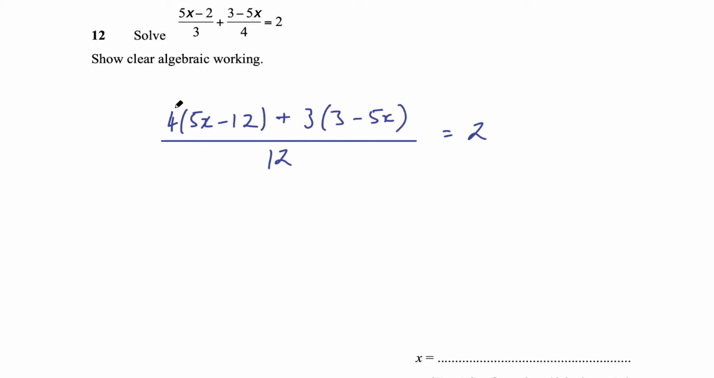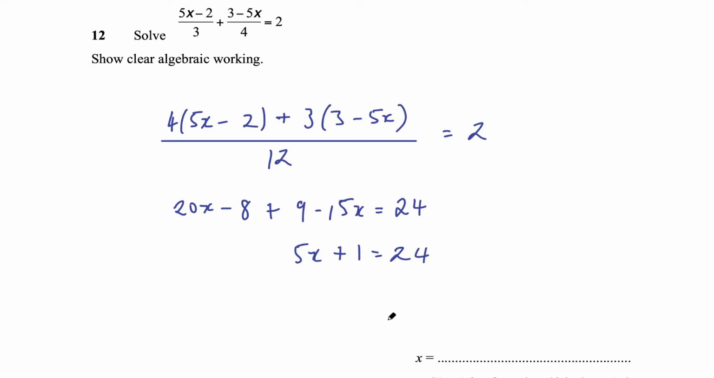Expanding brackets, you would do 4 times 5x is 20x, and 4 times negative 2. Oops, where did I get 12 from? That should be 2. I'm not sure why I wrote 12 there, sorry. So 4 times negative 2 is negative 8, and then 3 times 3 is 9, and 3 times negative 5x is negative 15x, and this equals 12 times 2 is 24. Okay, keep simplifying. 20x take 15x is 5x. Negative 8 plus 9 is positive 1 equals 24.